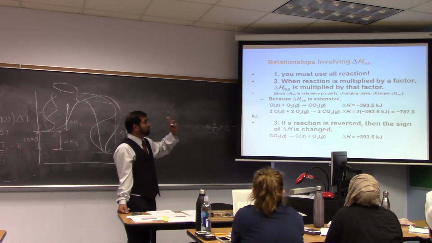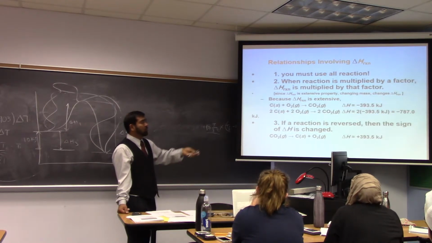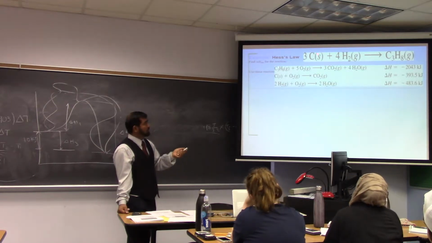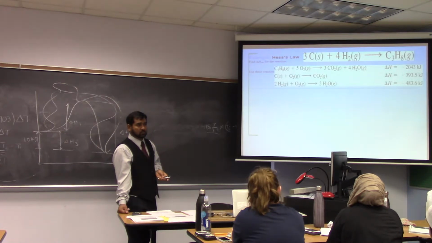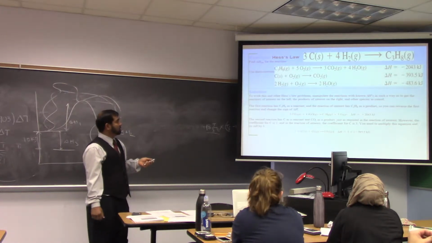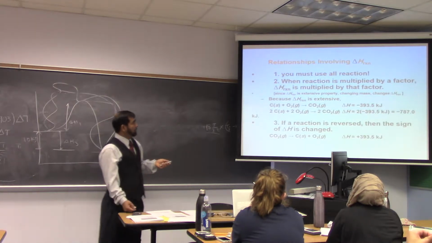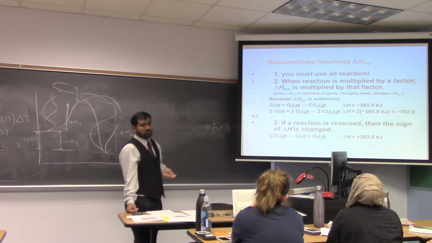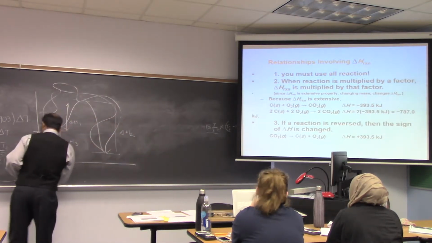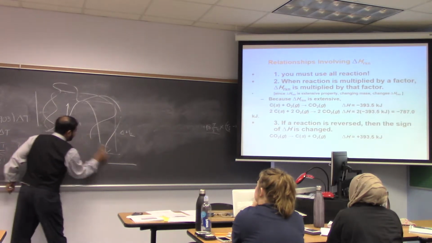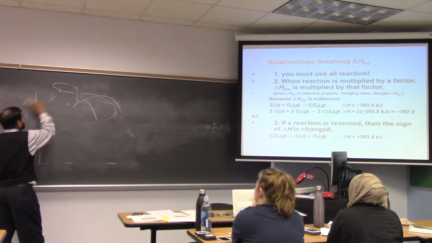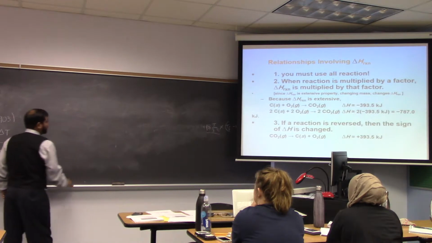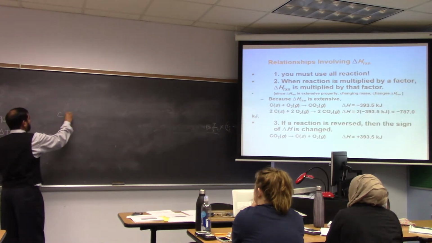So rule number 1 is you must follow all reactions. I mean all intermediate reactions you follow to calculate the final reaction. And the second thing is, when a reaction is multiplied by a factor, delta H is also multiplied by the factor. So let me take that off, that would be easy. The reason is, when you multiply by a factor, you multiply the whole thing. Why is that? For instance, you have carbon plus oxygen.